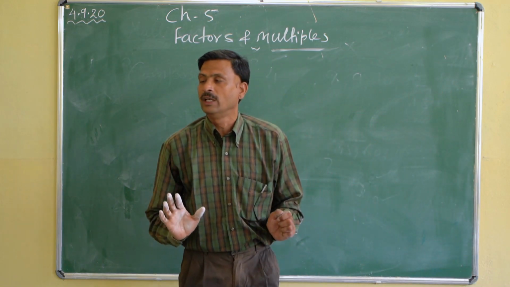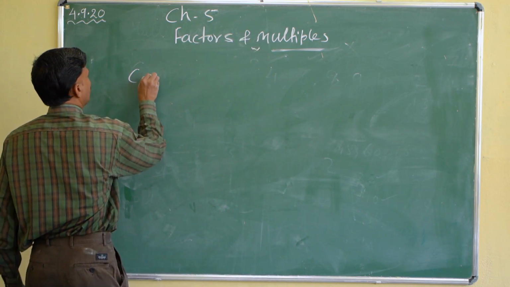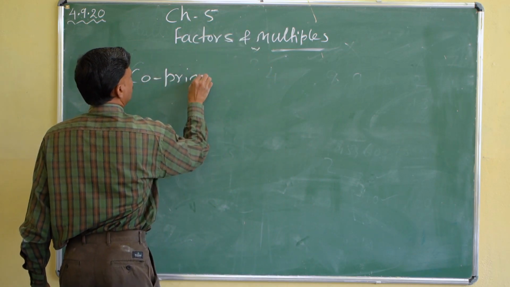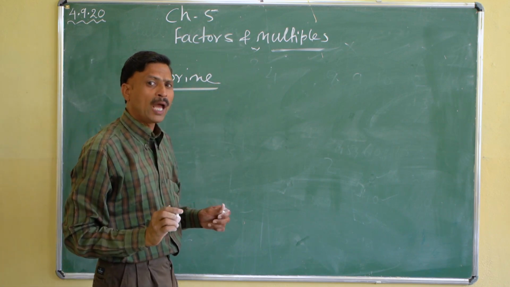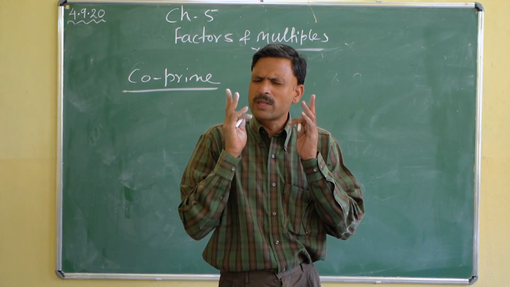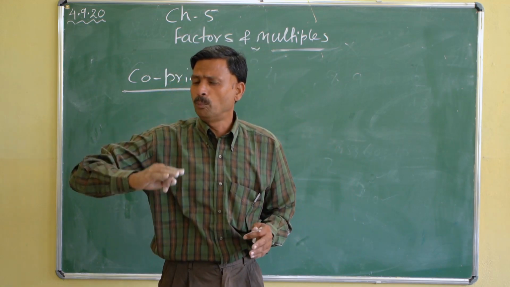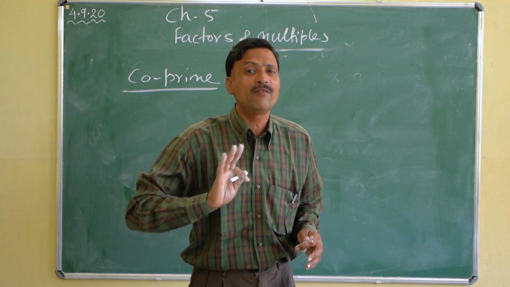Listen very carefully. What is a co-prime number? Co-prime doesn't mean that both numbers will be prime. It can be any two numbers. You select any two numbers, and if both numbers do not have a common factor, they are co-prime.